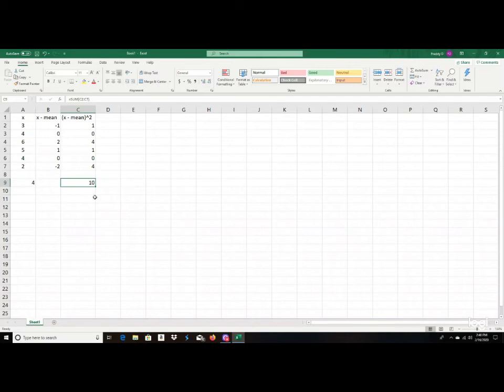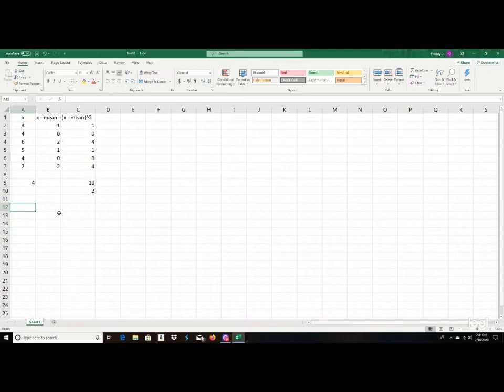And of course, for the sample variance, we know there are six of these, but we use n minus 1. So we take this 10, which is C9, just click the cell, then the slash for division, divided by 5, and there you have it. So that's you doing it by hand in Excel.